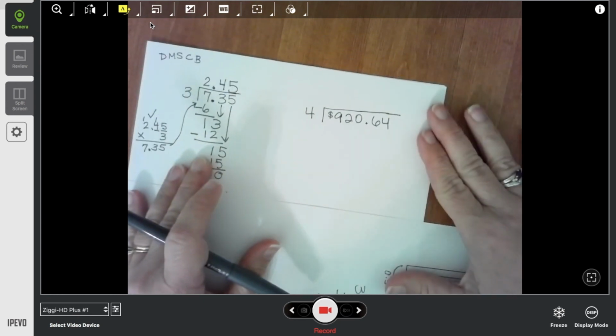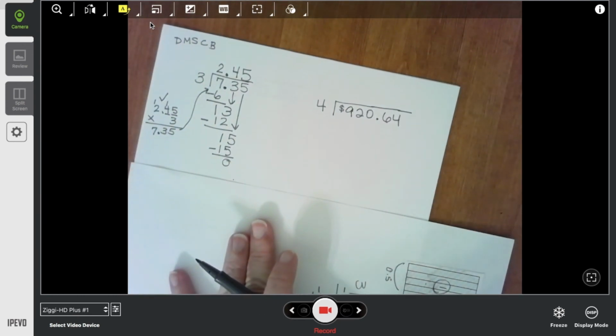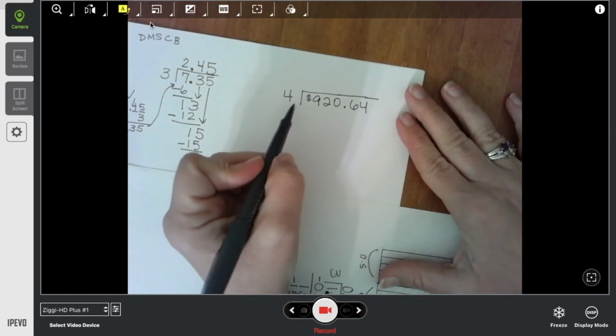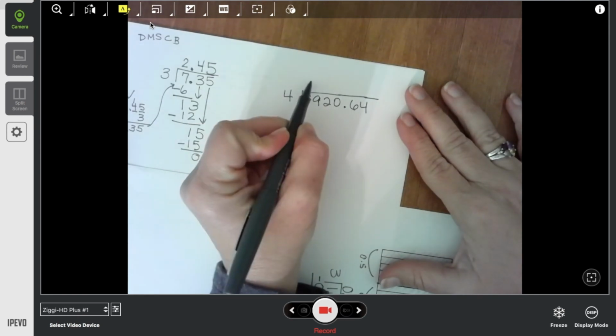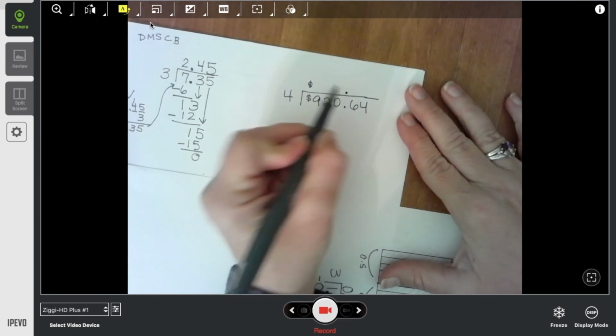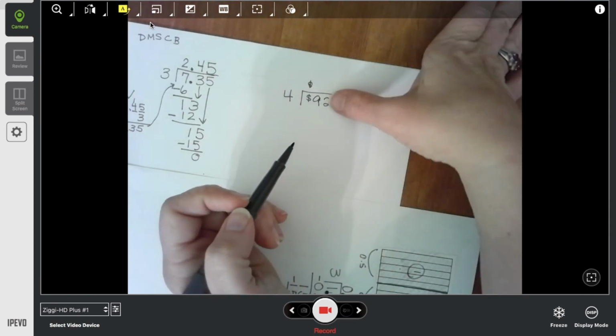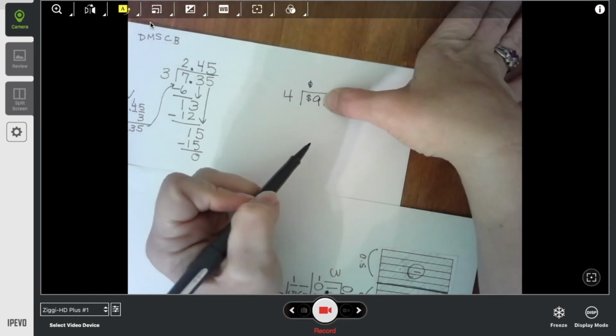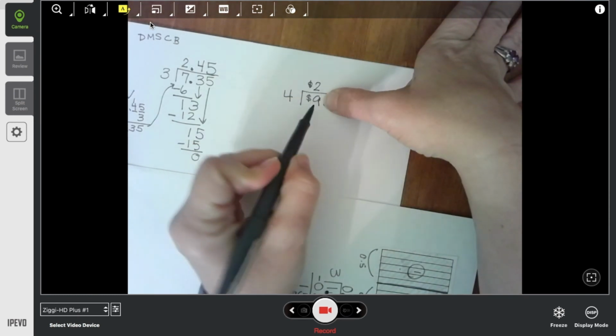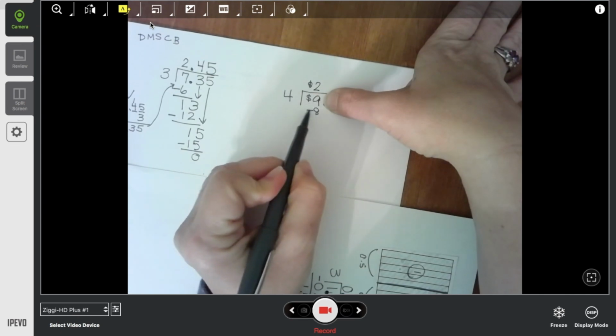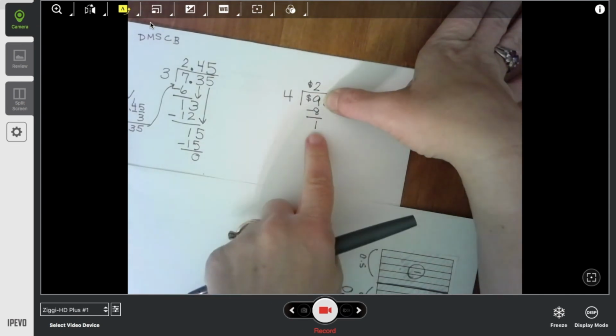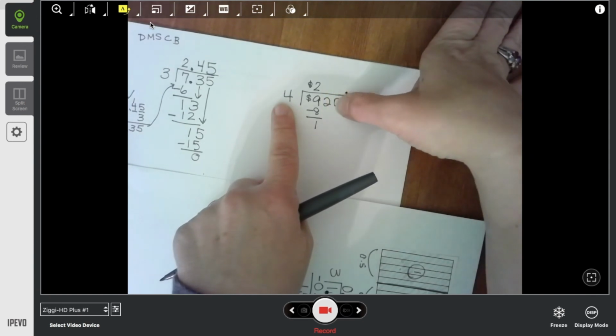Let's do a money problem. $920.64 divided by 4. The dollar sign and the decimal can raise straight up. They're just placeholders and symbols. Let's go one step at a time. How many 4s go into 9? 2. 2 times 4 is 8. I subtract to get 1. 1 is smaller than 4, so I move on over.